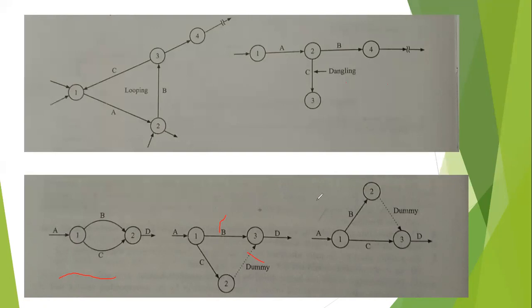Look at the same dummy created in a different manner. This is created in a different manner. Both mean the same. Either I can start with B or I can start with C. Both mean the same. It's understandable there.